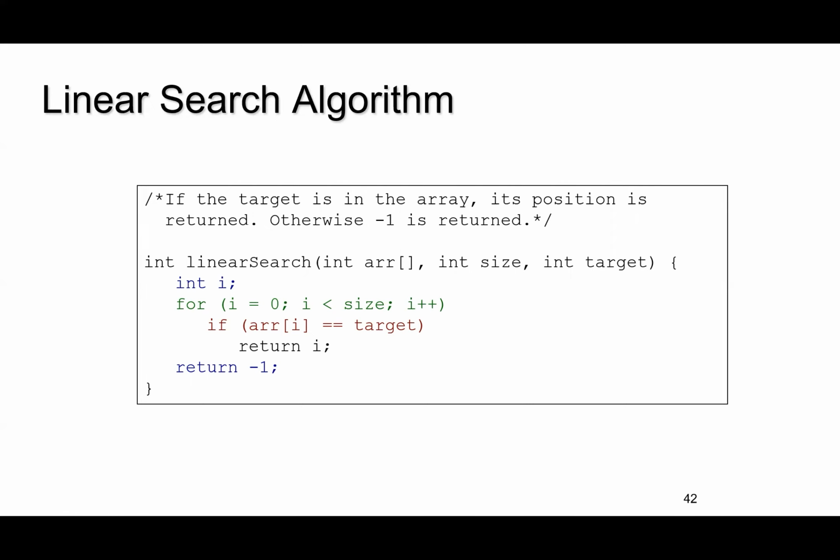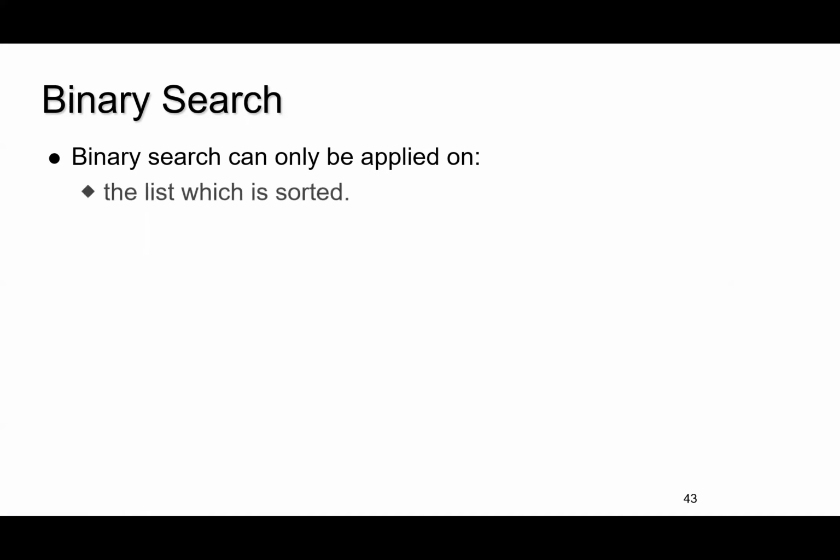Okay, let's look at our second searching algorithm. Another searching algorithm, this one is called binary search. When you want to perform binary search, there are some conditions that you need to fulfill first before you can apply it. The first one is that the list or the array that you want to search must be a sorted array, or a sorted list if you apply it to a list.